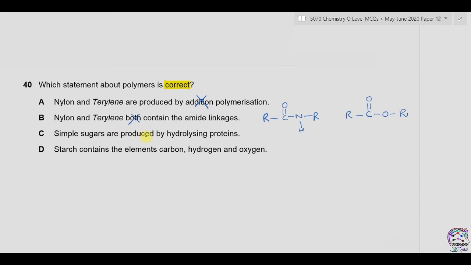C. Simple sugars are produced by hydrolyzing proteins. Now when proteins are hydrolyzed, actually amino acids are formed. Simple sugars are not formed. So this is incorrect. D. Starch contains the elements carbon, hydrogen and oxygen. Now the general formula for starch is C6H10O5, n number of times. So D is correct. So the answer is D.